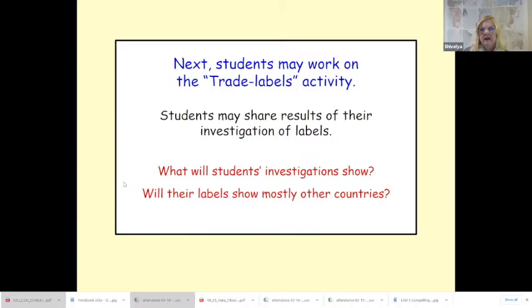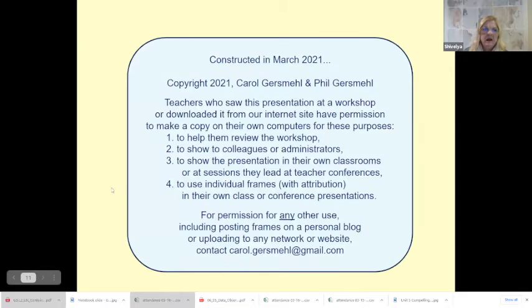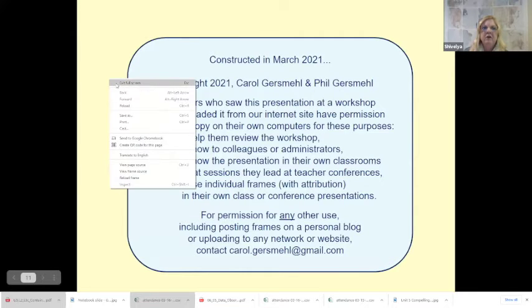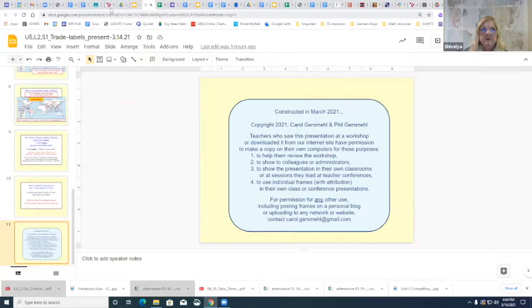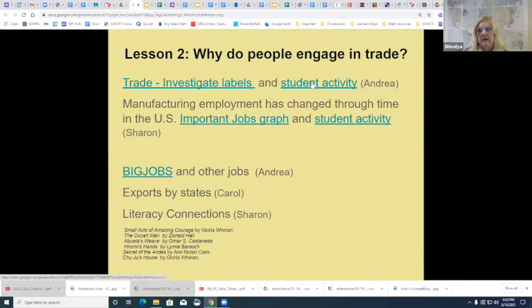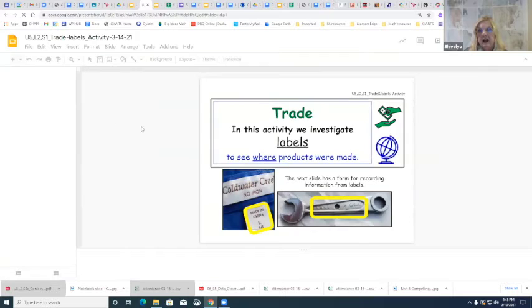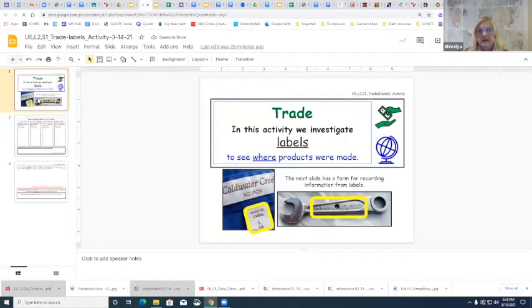And then they're going to share that information with the rest of the class, and it's an activity to collect some data as well. There's a student activity that goes along with it. And because I teach virtually, I push this out as a digital notebook page.